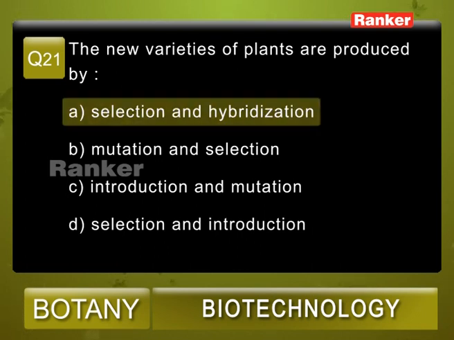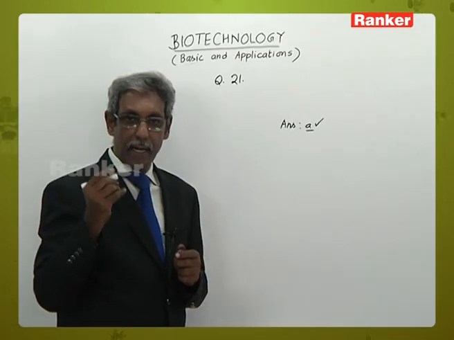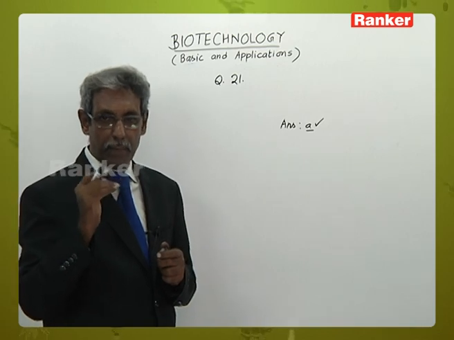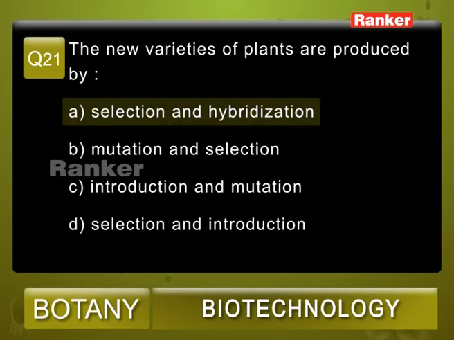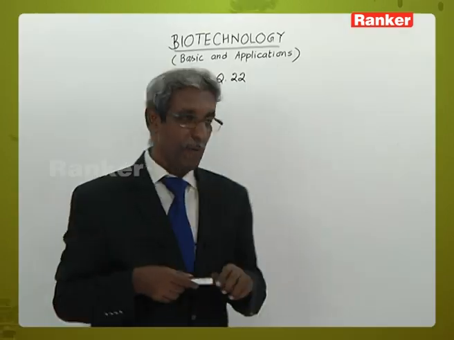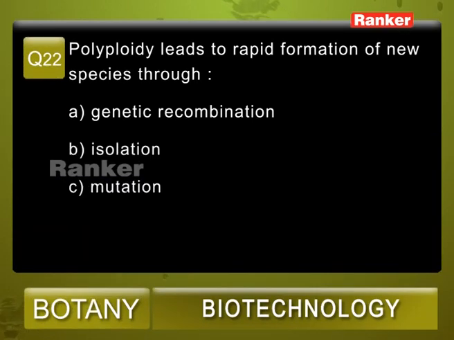Answer A states that both selection and hybridization are two important prerequisites for the development of new varieties of plants. Question number 22 deals with polyploidy.